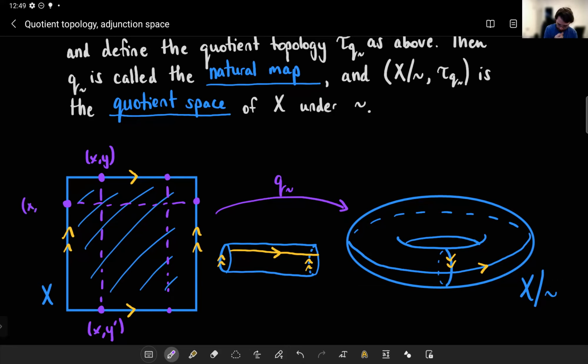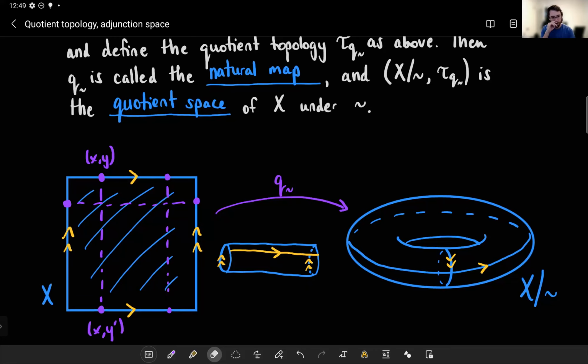Maybe that's x, z, and x prime, z, just because I already used y. I guess I should have used something other than x as well. But anyway, hopefully you get the picture.